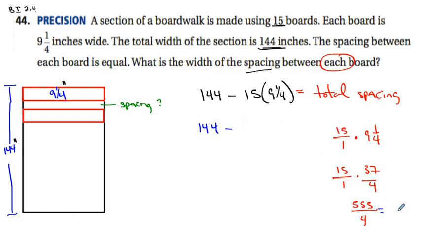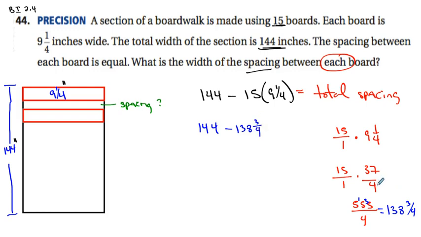Let's see, 4 goes into 5 once, with a remainder of 1. 4 goes into 15 3 times. 4 times 3 is 12. 15 minus 12 is 3. The remainder of 3. 4 goes into 35 8 times. 4 times 8 is 32. With a remainder of 3, so 138 and 3/4.